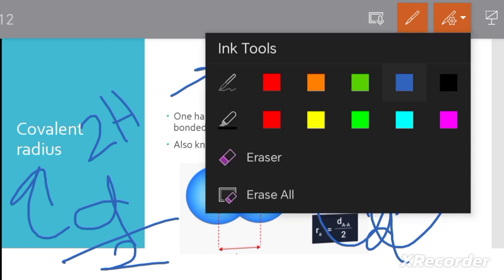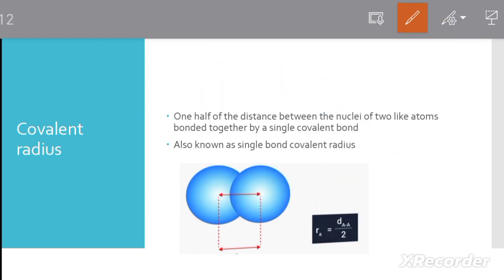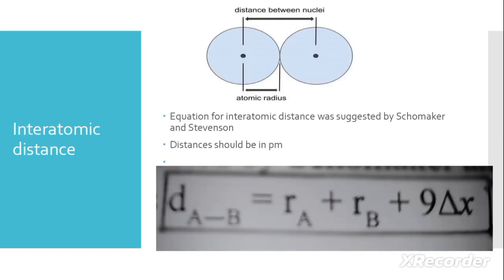1/2 of the distance between the 2 nuclei of 2 like atoms bonded together by a single covalent bond is known as covalent radius. Keep in mind that HCl, hydrogen and chlorine, also can form a covalent bond, but we do not take such situations to measure the covalent radius. 2 like atoms should join together by a covalent bond in order to take the covalent radius, like H2, N2, O2. Because there is only a single covalent bond between these 2 like atoms, it is also known as single bond covalent radius, right? Atomic distance is another name for internuclear distance.